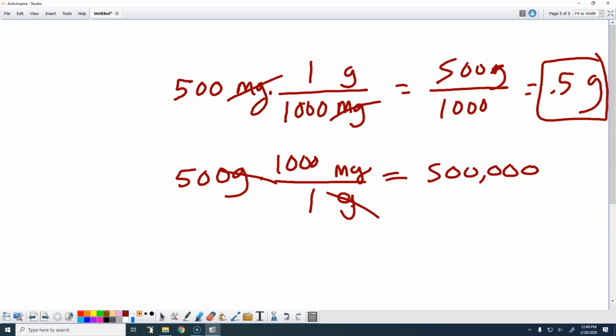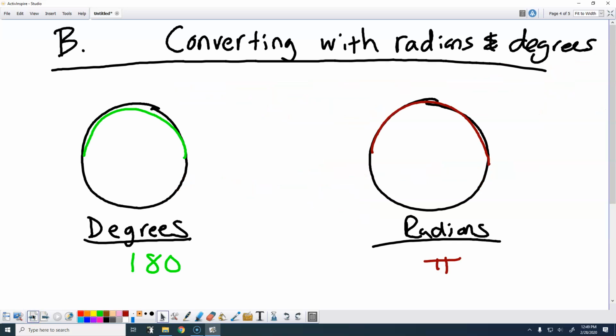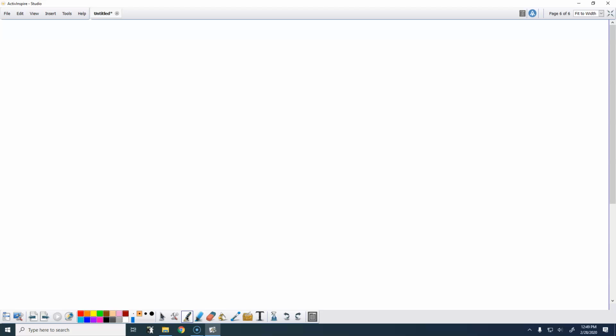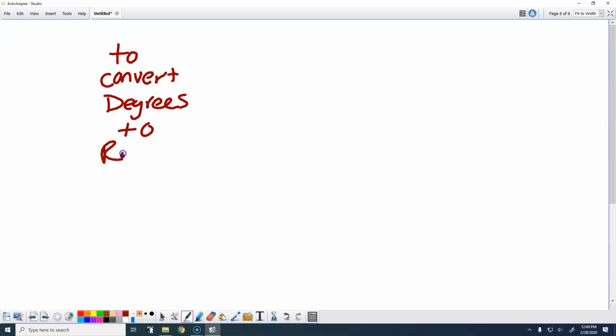But we're going to do the same thing here, you guys. So let's back up for a second. What I've given you on this slide is your conversion factor. Instead of 1 to 1,000, when we're talking about degrees and radians, it's 180 to pi. That's your conversion factor. I'm going to change slides for this next note, but you guys can just put it right underneath. So if you want to convert degrees to radians, I want to change degrees into radians.